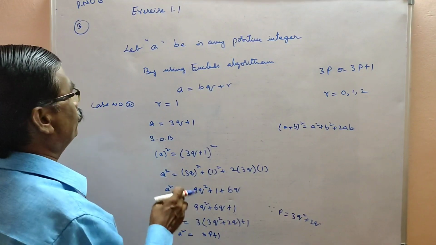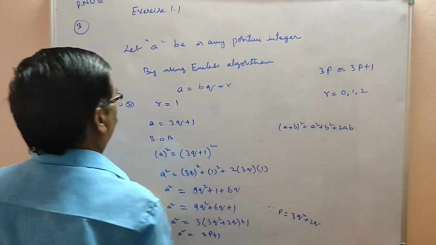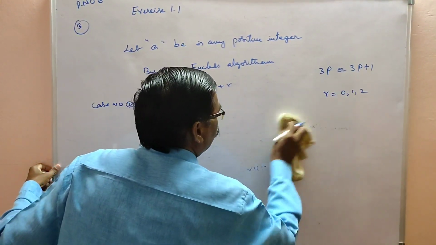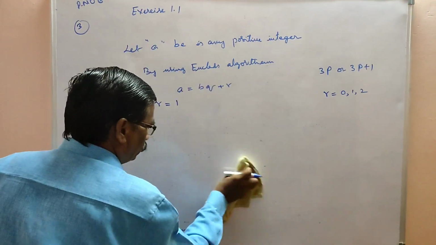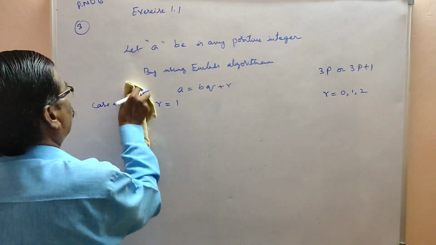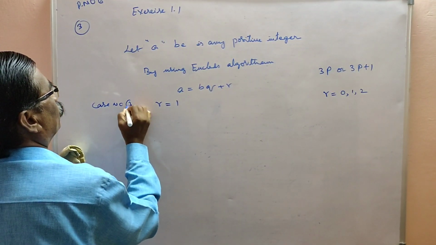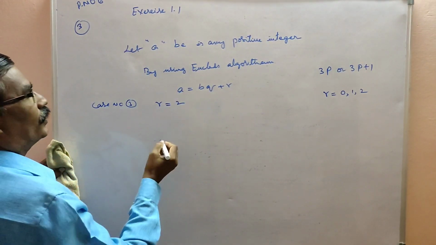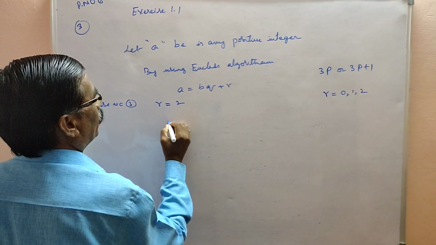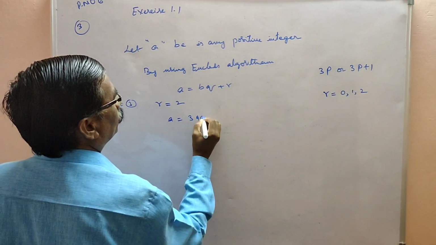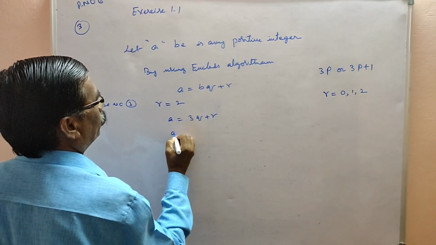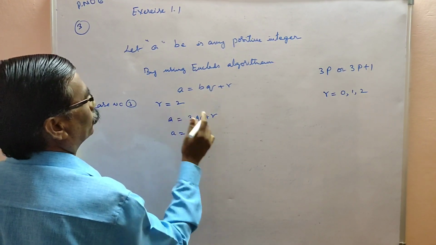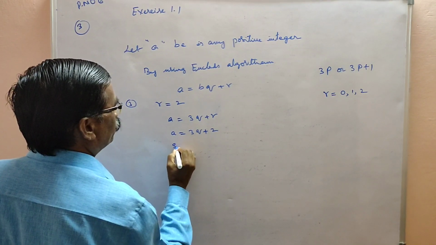Now case number 3. In case number 3, r equal to 2 is there. So if I am taking case number 3, r equal to 2, so a equal to 3q plus r, and r equal to 2. Now squaring on both sides.